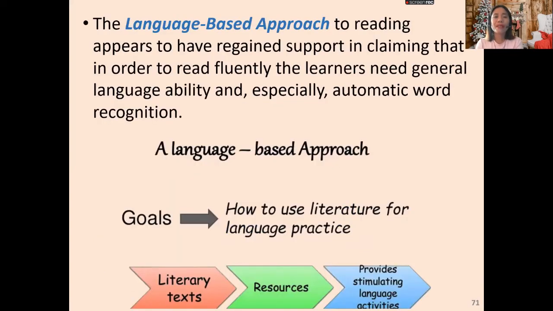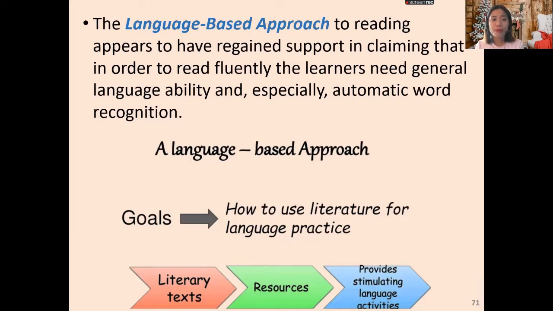Okay. The language-based approach to reading appears to have regained support in claiming that in order to read fluently, the readers need general language ability. That is one. When you know the grammar, everything about language, you would be able to process and read fluently, and especially automatic word recognition. That's true. If you have difficulty to recognize the word, then it would be so difficult to understand what you have read. So that is why vocabulary is very important. Building vocabulary is very important in reading and understanding the language.